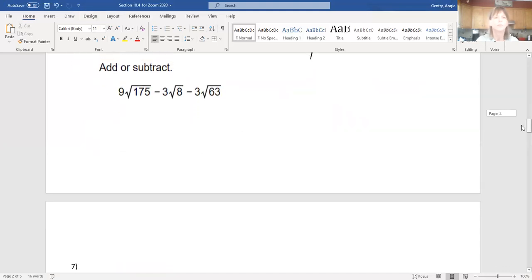Add or subtract. You see, this time, the reason I probably did the last one the way I did, I simplify each one first, is because most of the time they're not like terms. Do you see how none of these are like? None of these are like, so you have to simplify them first. So we're going to take the 9.